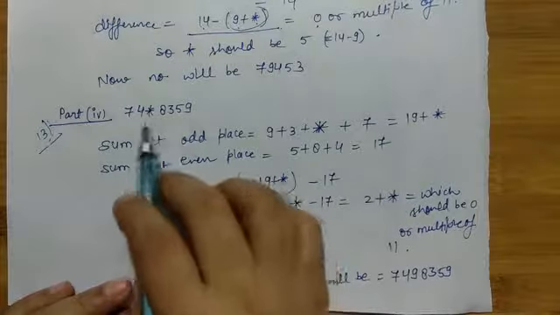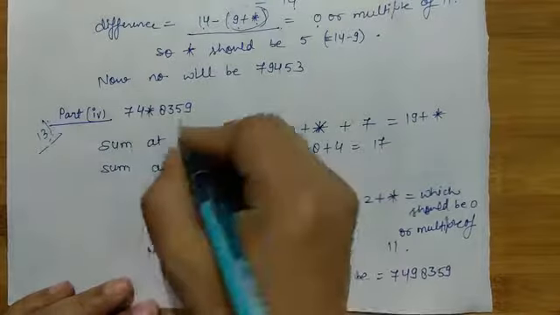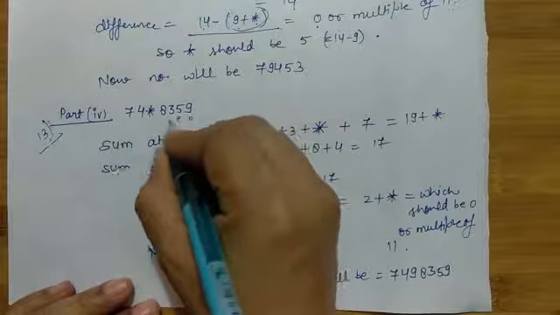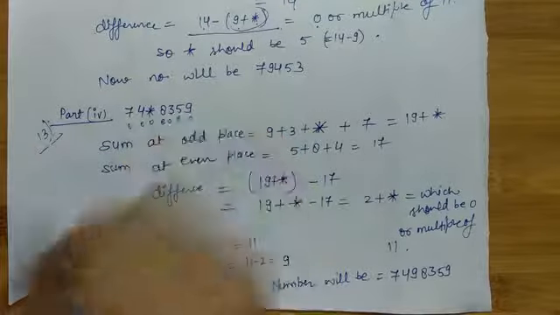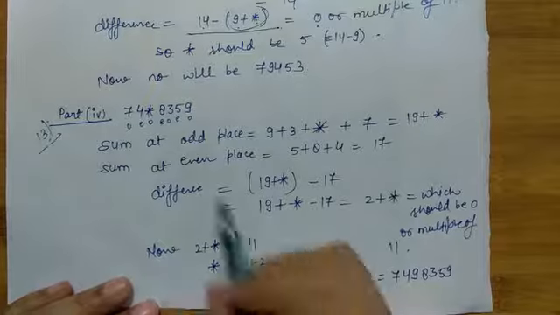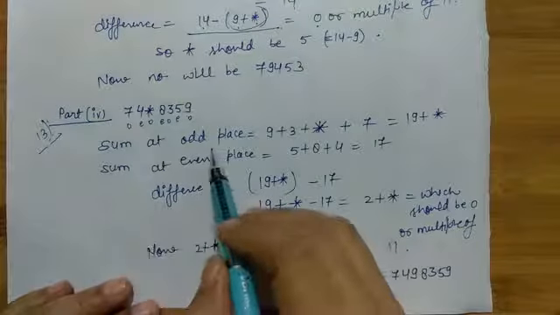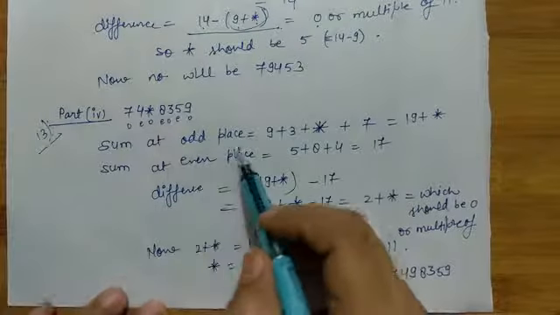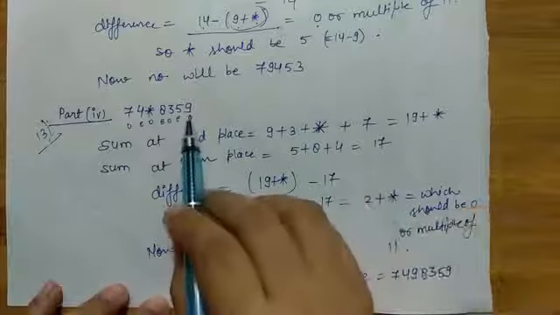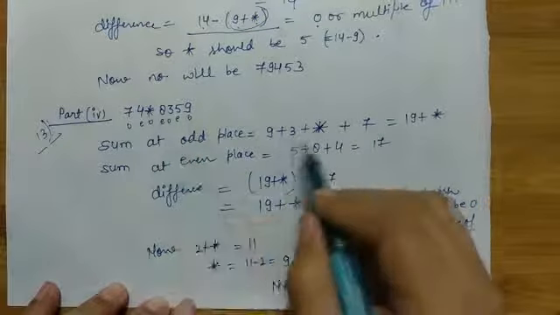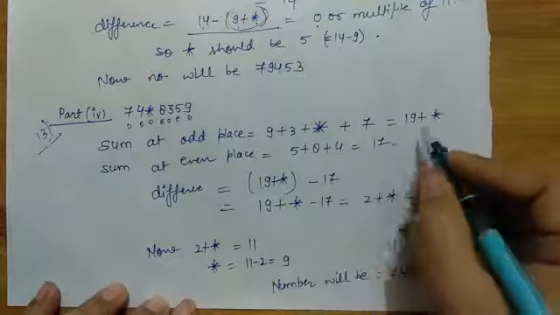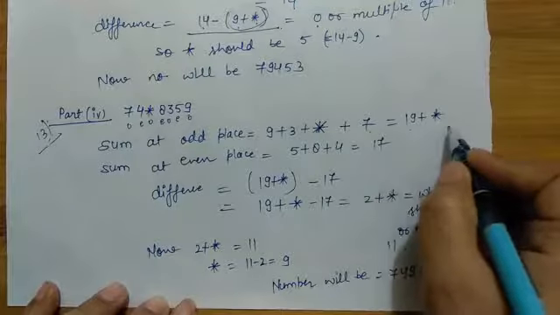1, 2, 3, 4, 5, 6, 7. So here is the odd digit, even digit, odd, even and odd digit. First we have to add the digits at odd place. So at odd place we have 9 plus 3 plus asterisk plus 7. I did that: 9 plus 3 plus asterisk plus 7. I received 19 plus asterisk.